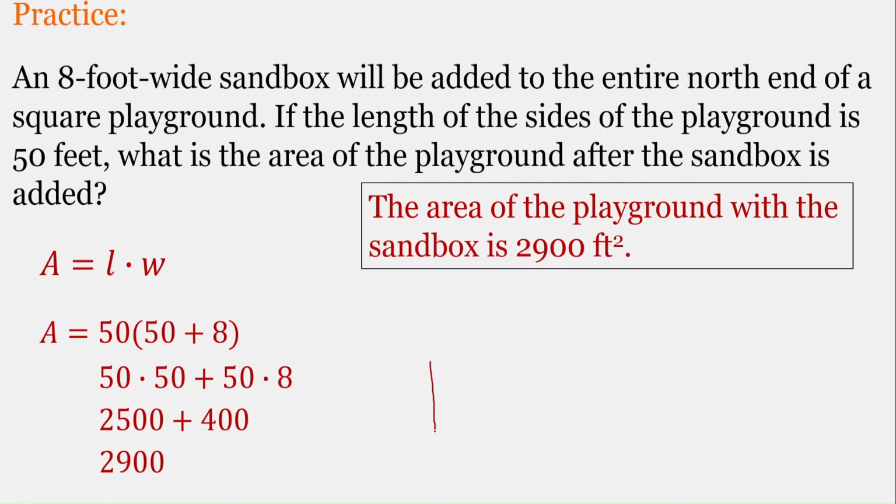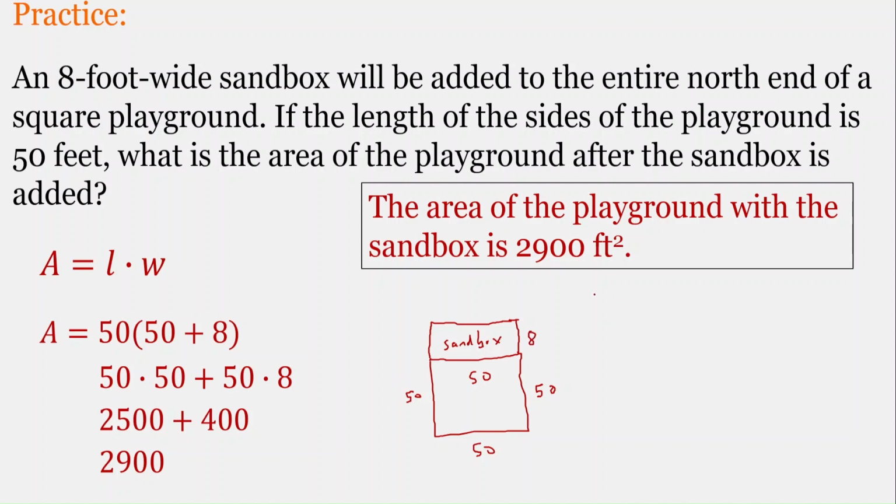So we have a square playground, and the sides are each 50 feet long. And then to this playground, to the north end of the playground, we are going to add a sandbox. And that sandbox will be the entire length of the north end of the playground, and it'll be 8 feet wide. So this right here is our sandbox. It's 8 feet wide.